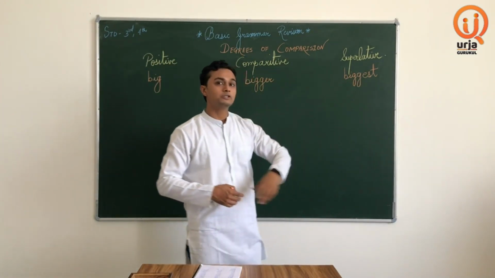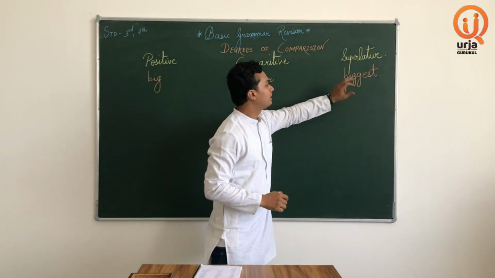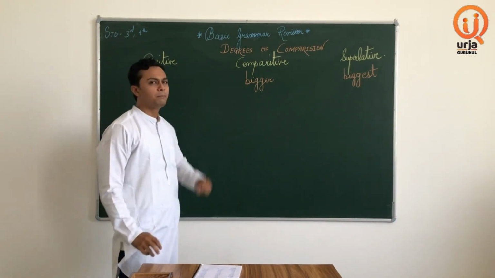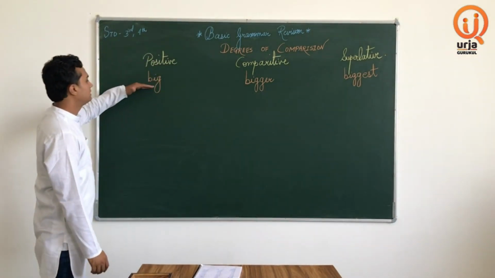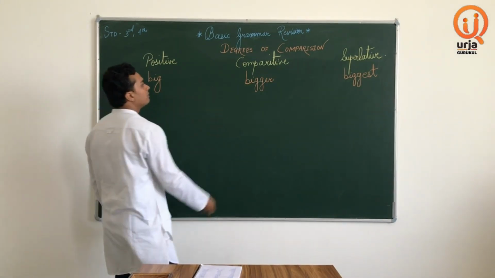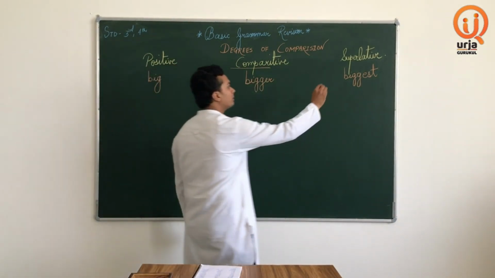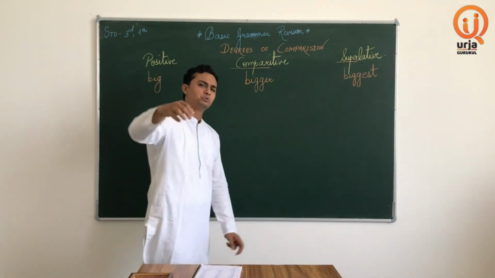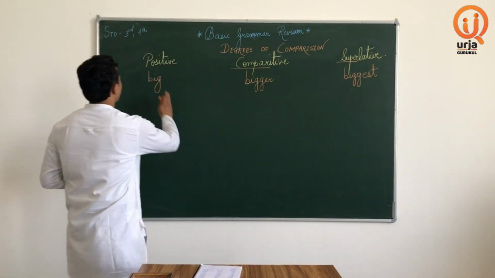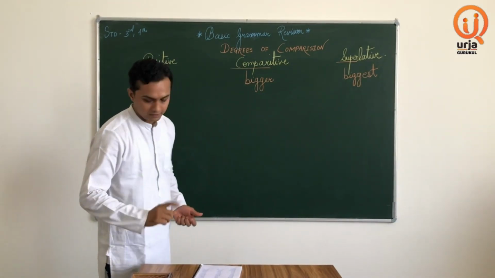His house is the biggest. So, we say biggest because it cannot be compared with anything. Basic is the basic form. Comparative compares, and super means the best. There is no challenge to that. So big, bigger, biggest. Let me give you a small tip.